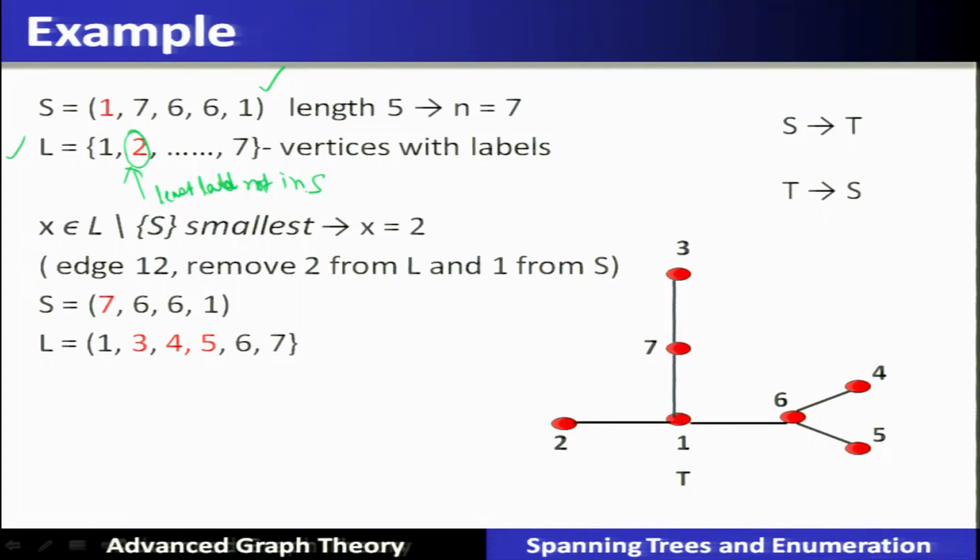So what we will do? We will take the first element of S, and we will add an edge between 1 and 2, then we will remove it, and the resulting lists S and L will be considered for the next iteration. In the next iteration, we see that 3 is the label which is not present in S.